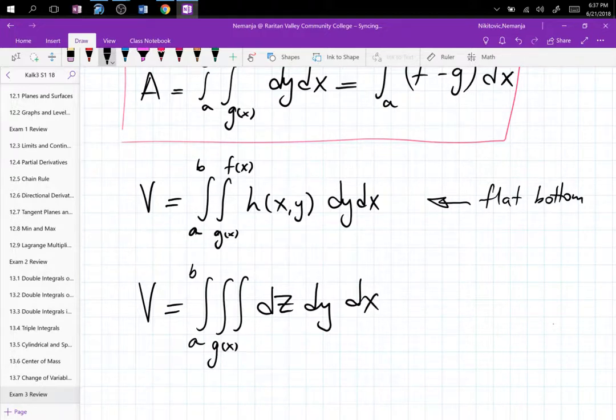What was that sound? Oh, that's the erasing sound effect? Okay.